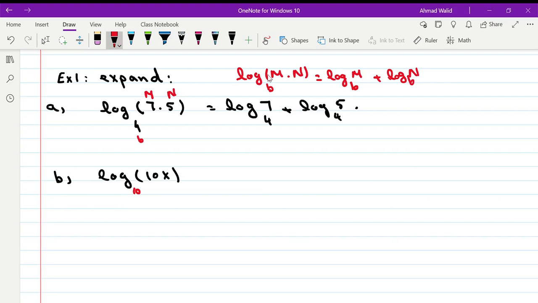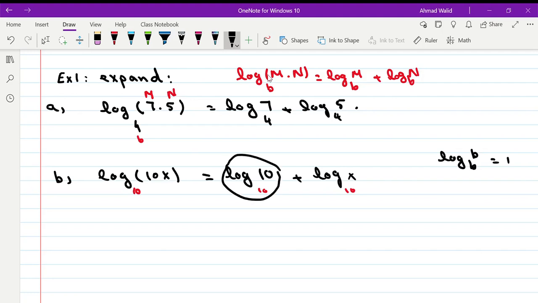But in this example, I put the 10 in red color here to explain the example for you. But in future, if you don't see a base, immediately your base is what? 10. Now, again, product rule, I can write this one as log of 10 plus log of what? Log of x. And I told you your base is actually 10. Now look at here. Log 10 base 10. You had a formula that log of b base b always gives you 1. Then this part, log of 10 base 10, becomes 1 plus log of x.